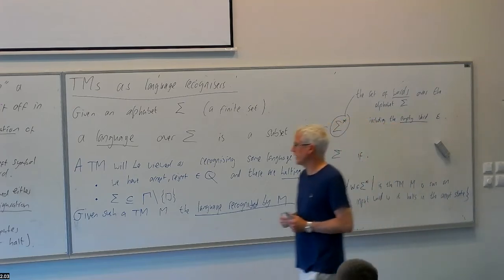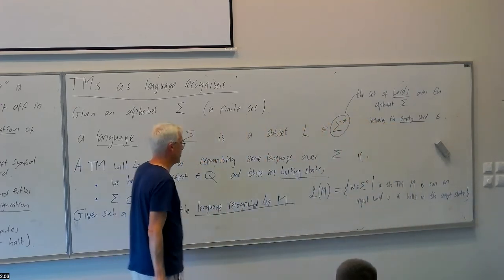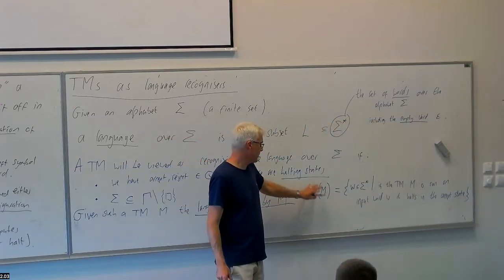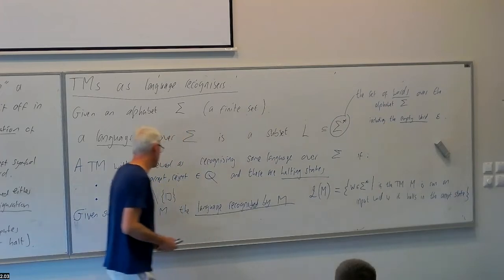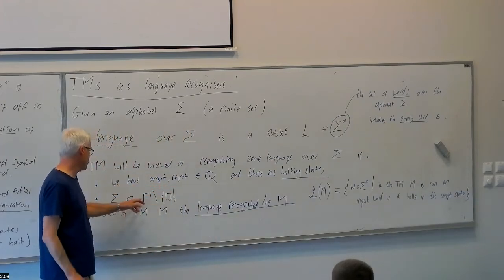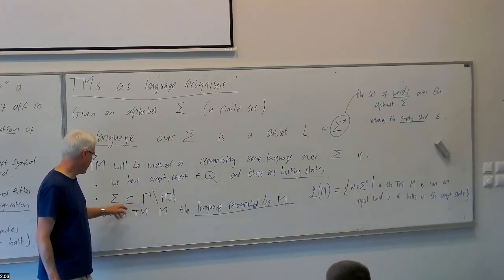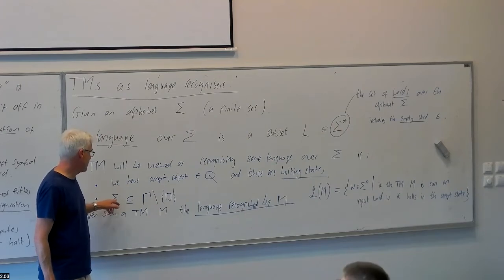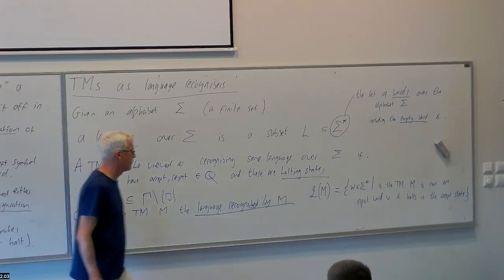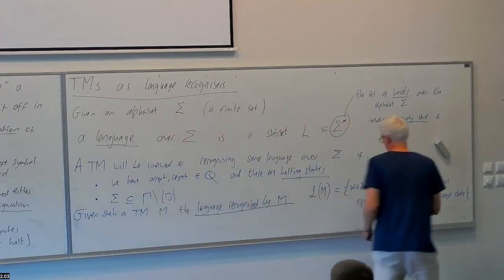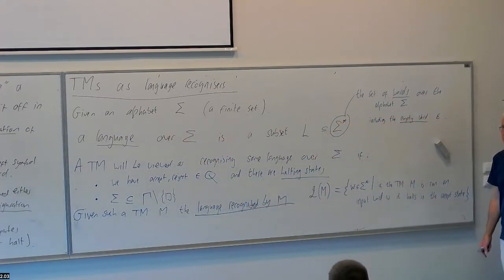Okay, so to recognize a language, the definition requires any Turing machine that has these two halting states and which contains the input-output alphabet, sigma, as part of its tape alphabet. Then you can define the language recognized by the Turing machine.